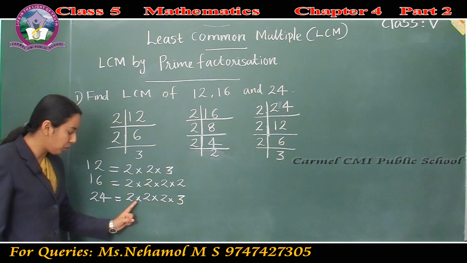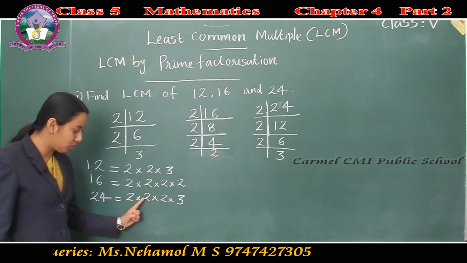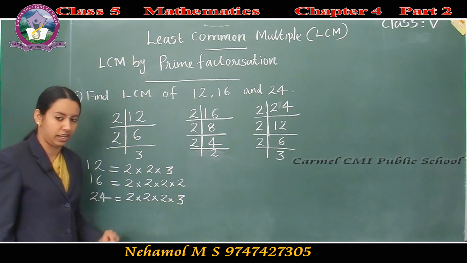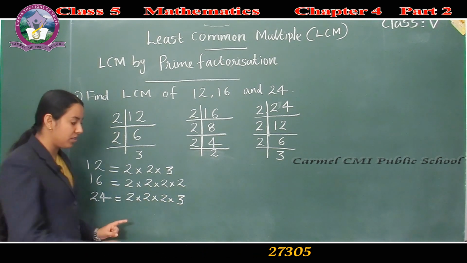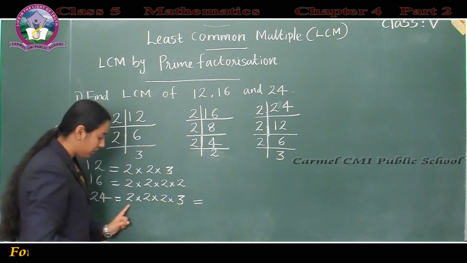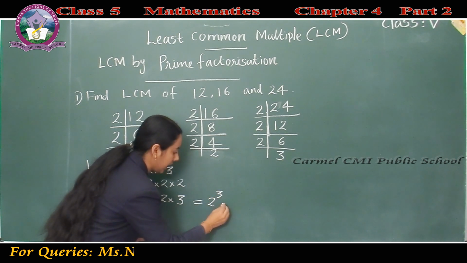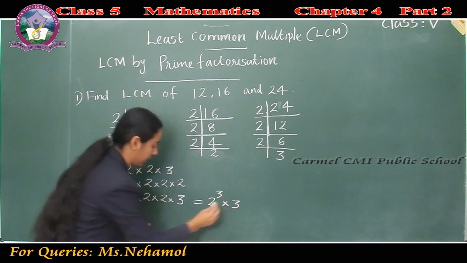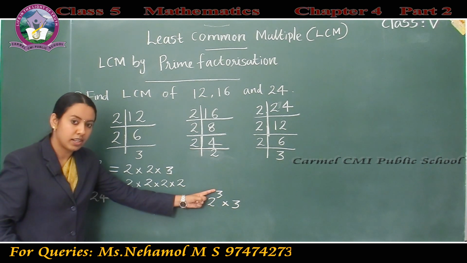Here 2 is multiplied 3 times. So 2 into 2 into 2 into 3. Last chapter we studied power of numbers. We can represent it as 2 raised to 3 into 3. 2 is multiplied 3 times. Power of 2 is 3.